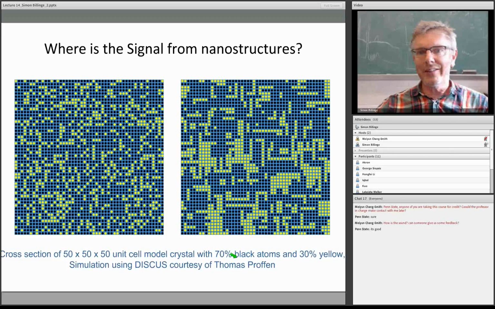These are 3D simulated crystals, and they're a square lattice. They have 70% black atoms and 30% yellow atoms. If you look at the one on the left and the one on the right, your eye immediately tells you that they're different. There's no problem with that. The reason your eye is so good at that is because you've evolved over the history of mankind to have a very good pattern recognition algorithm in your brain. And the reason you want a good pattern recognition algorithm is you want to be able to tell the difference between your mother and a tiger.